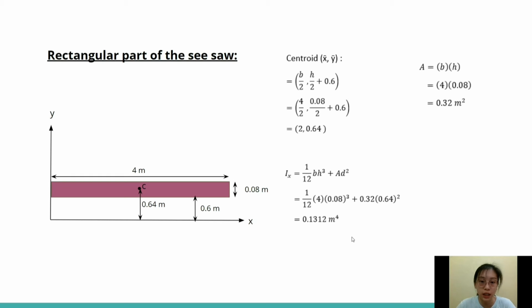Next, we calculate the moment of inertia with respect to the x-axis. We are using 1 over 12 bh cubed plus Ad squared. b is the base of the rectangle, h is the height, A is the area of the rectangle, and d is the distance between the centroid and the x-axis. So we can get the answer of 0.1312 meters to the power of 4. Next, we can calculate the moment of inertia with respect to the y-axis with the equation of 1 over 3 hb cubed. h is the height and b is the base.